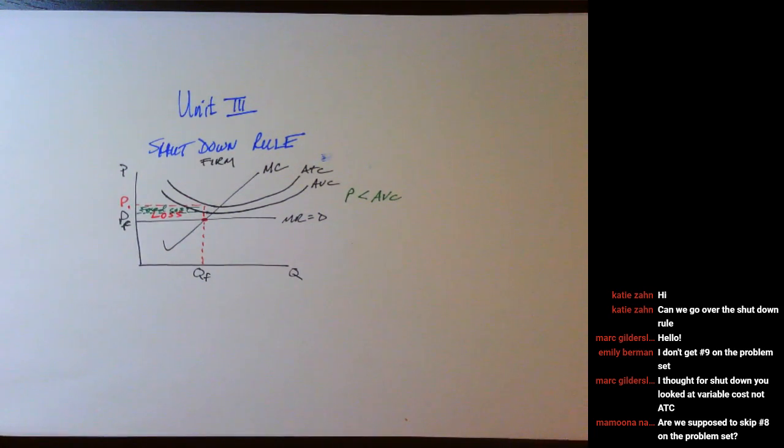Mark says, I thought you first shutdown, you looked at variable costs, not ATC. That's correct. You do. You look at average variable cost. But ATC, in order even for that to occur, ATC has to be above price as well.